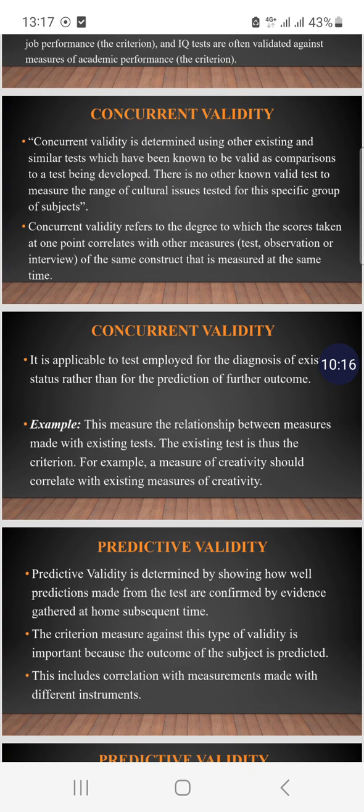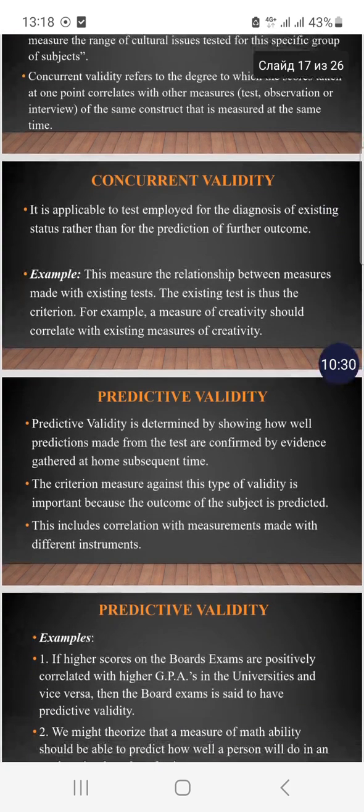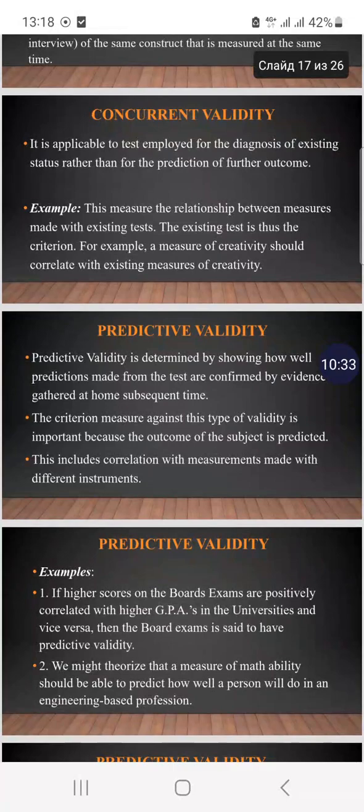Concurrent validity refers to the degree to which the scores taken at one point correlate with other measures, tests, observation, or interview of the same construct that is measured at the same time. Concurrent validity is applicable to tests employed for the diagnosis of existing status rather than for the prediction of further outcome. For example, this measures the relationship between measures made with existing tests. The existing test is thus the criterion. For example, a measure of creativity should correlate with existing measures of creativity.